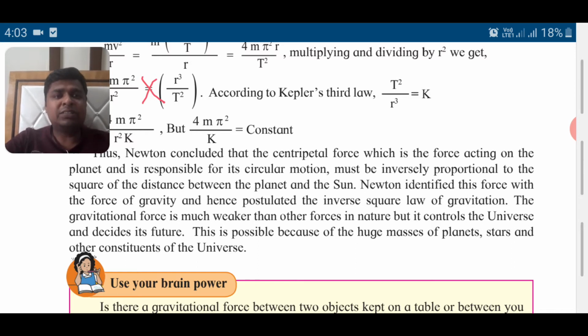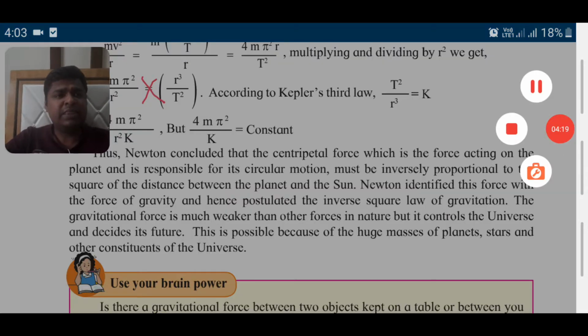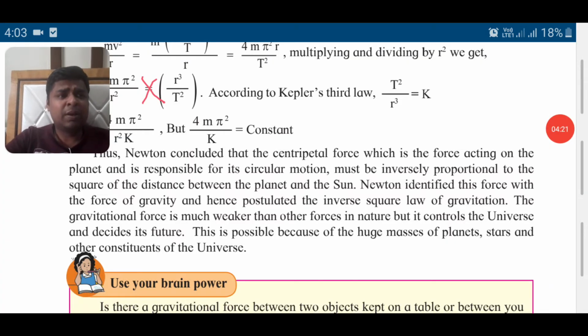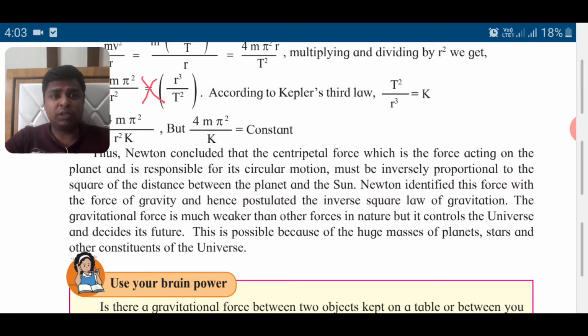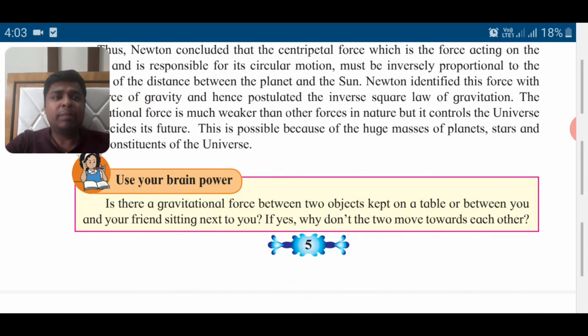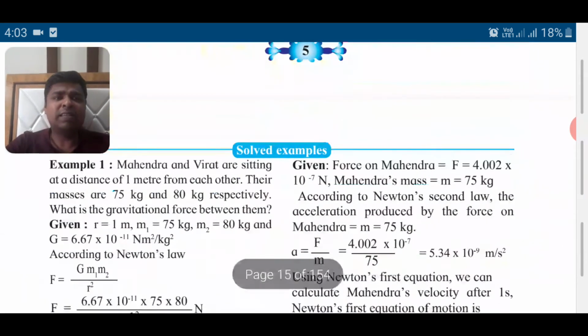Gravitational force is much weaker than the other forces in nature, but it controls the universe and decides its future. It is everywhere, it is between all objects, even you and me, even between you and your phone there is gravity. If we consider huge masses, then we see the effect very clearly, but if the masses are small, then the effects are small.